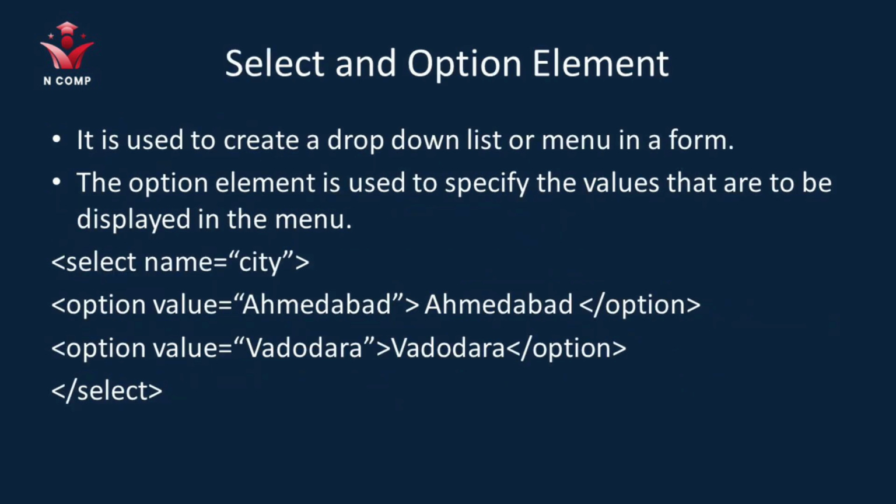To create the drop down list, two HTML tags are used: select and option. The select element is used to create the drop down list or menu in a form. The option element is used to specify the values that are to be displayed in the menu. The tag select open close is used to create the drop down menu. The tag option close is used to create the elements within the menu.